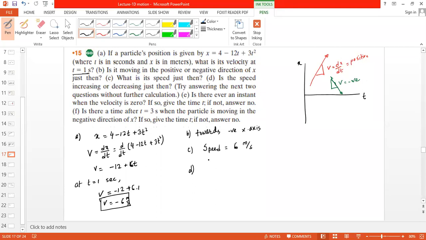And then part E. Is there ever an instant where the velocity is 0? The same method which I showed in our last class. Is there ever an instant when the velocity is 0? That means they are asking us at what time the velocity is 0. So we have to find the time when the velocity is 0. So v equal to 0 when? That is my minus 12 plus 6t. See, this is the equation for velocity. Minus 12 plus 6t equal to 0. This will give us t equal to 2 seconds. So at t equal to 2 seconds, the velocity of the particle is 0.